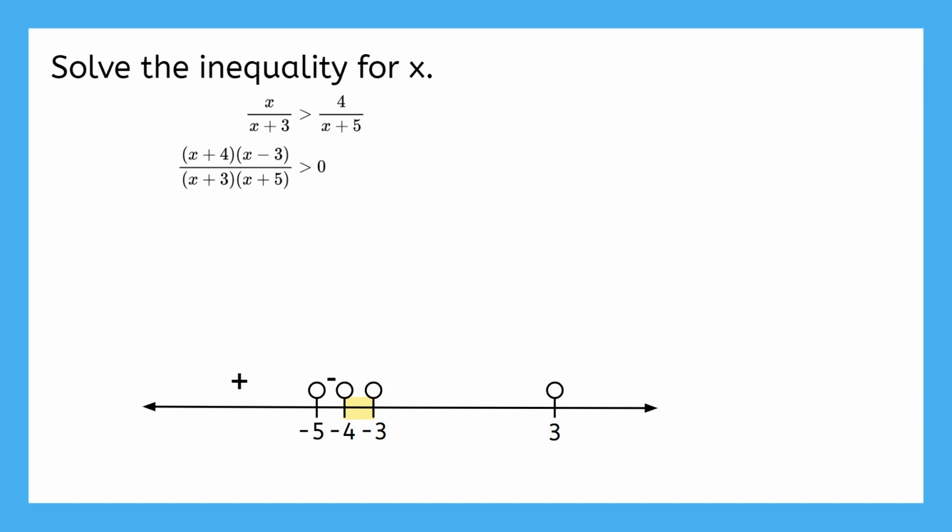Now we choose a number between negative 4 and negative 3, like perhaps negative 3.5, and we substitute it into the factored form to give us a positive times a negative in the numerator divided by a negative times a positive in the denominator. So in simplifying, this becomes a positive number, so all the numbers in this section will give us positive answers. In the next section, we would choose a number between negative 3 and positive 3, and any answer in this section will simplify to be a negative number. Then we move on to the final section and substitute in any number larger than 3. This section will give us positive answers.